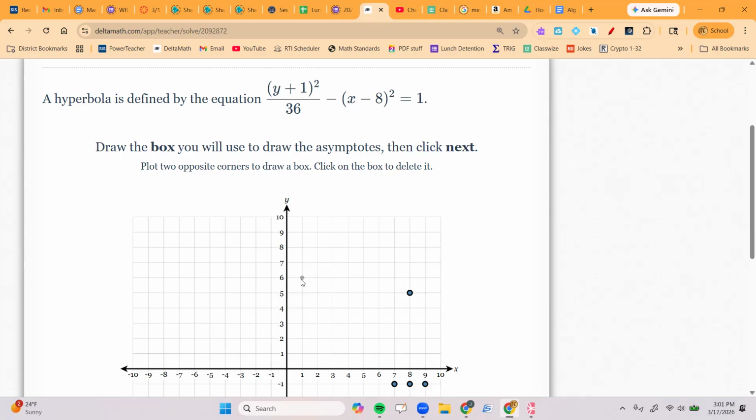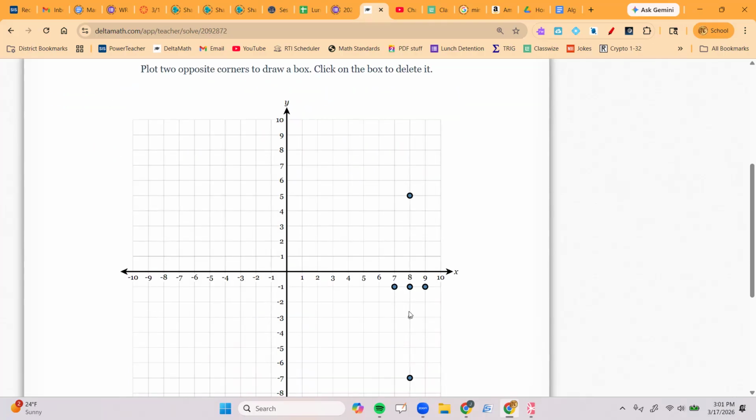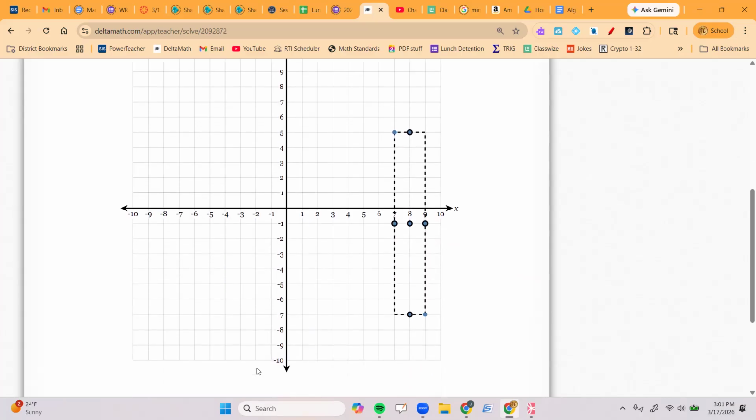So here it goes. The next one says draw the box you would use to draw the asymptotes. And what you're going to do is you're going to imagine that these 4 dots, not the one in the middle, I don't think I can get rid of it, but the 4 sort of diamond dots are going to be essentially touching the centers of the walls of the box. So follow my mouse. I'm going to go up here, click once, and then I'm just going to move my mouse, and you see the box gets generated for me down here. Click again. I'm going to click next because that's done.